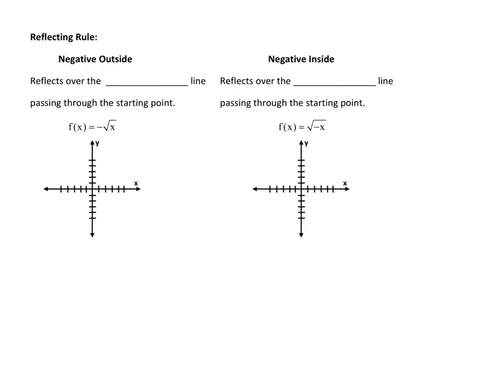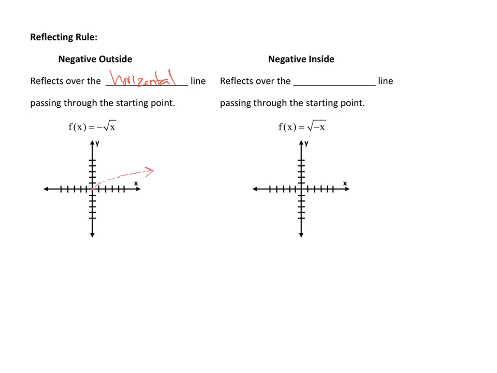All right, now for the reflecting rule. If there's a negative outside the function, then what you're going to do is reflect the graph over the horizontal line that passes through the starting point. Okay, so here's the parent function. All right, that's the parent function.